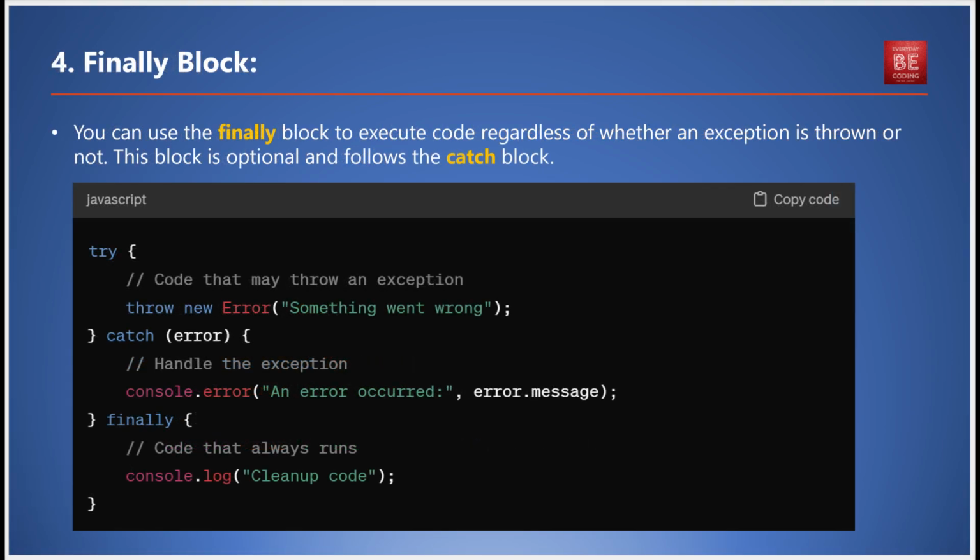Now let's move on to the finally block. This block is the reliable workhorse of your error handling code, executing code regardless of whether an exception is thrown or not. You can use this block to ensure certain code always runs, even in the face of errors. It's like the cleanup crew coming in after the show to make sure everything's tidy and in order.